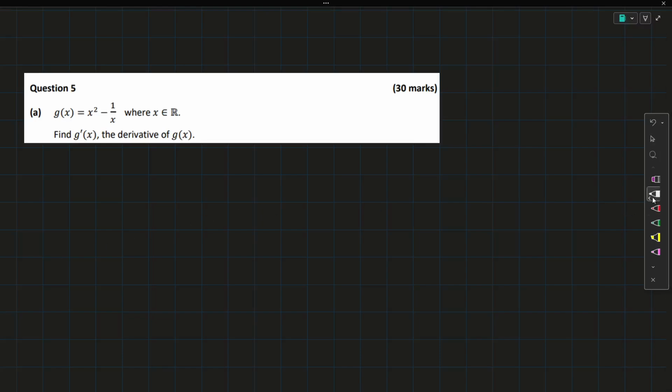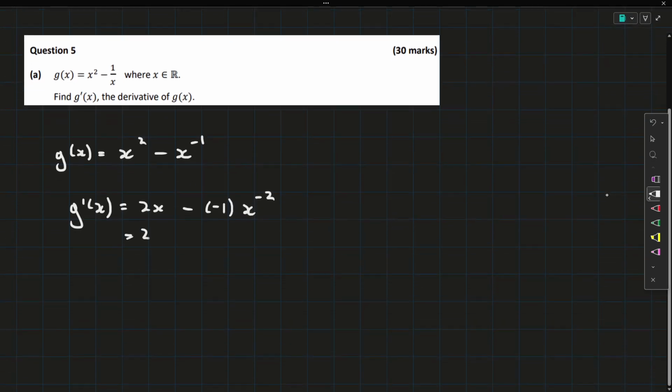2022 paper 1 question 5, we have to find the derivative of this function. So we can write the function as x squared minus x to the power minus 1. It'll just make things easier because we can use the power rule. So the derivative then will be 2x. Then we bring the power down to the front. So we'll have minus, and then we'll have minus 1 x to the minus 2.